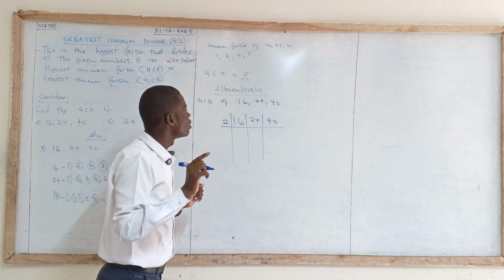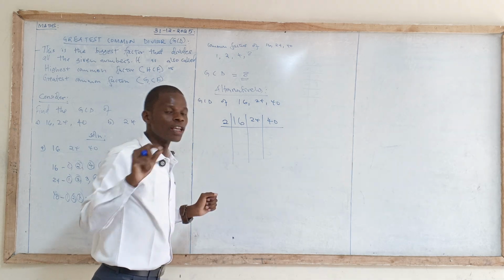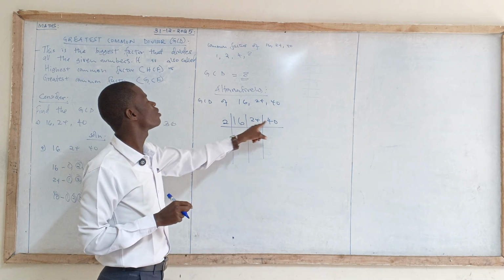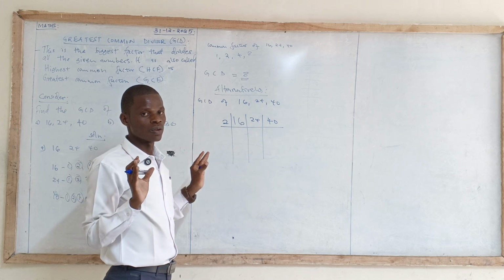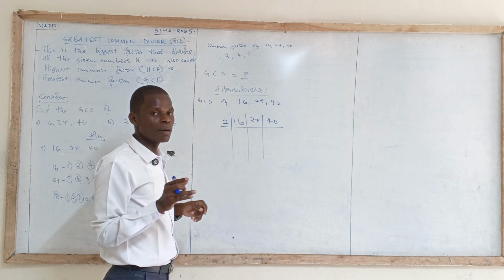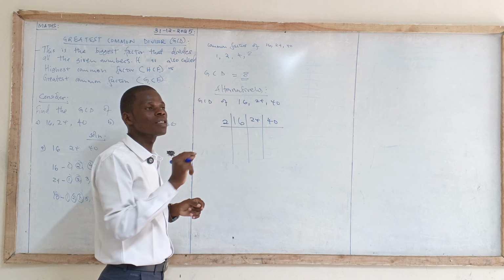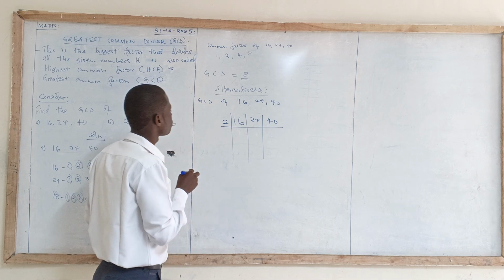Remember, this one, 2 must divide all. So if 2 divides 16, 24 and not this number, you don't use 2. You move to the next prime number. So the prime number that you choose must divide all the numbers you have been given.